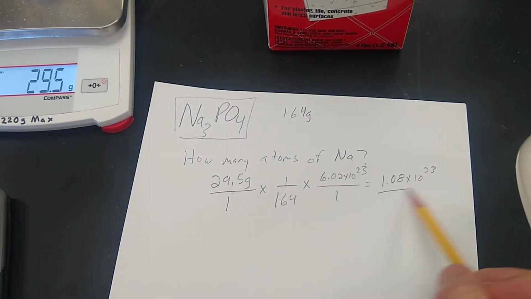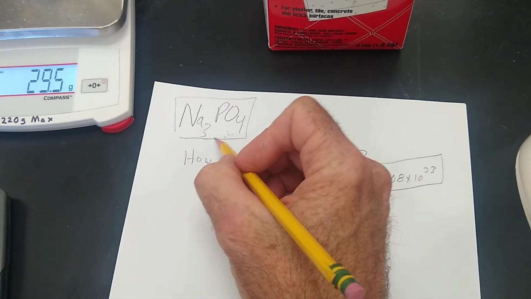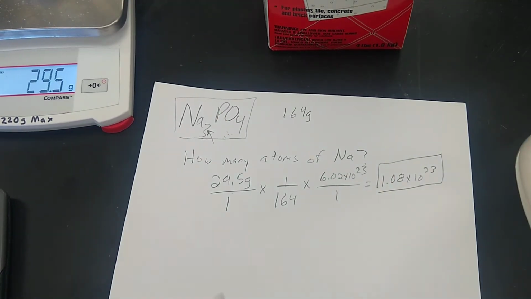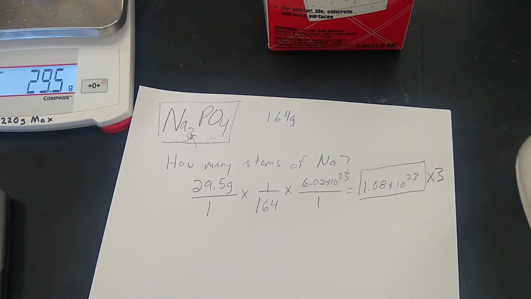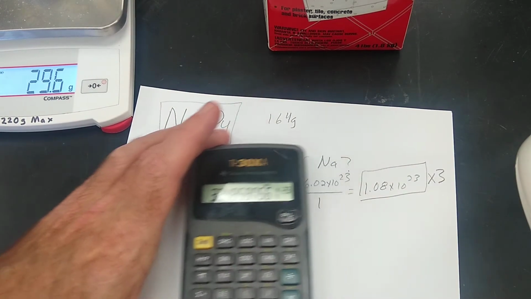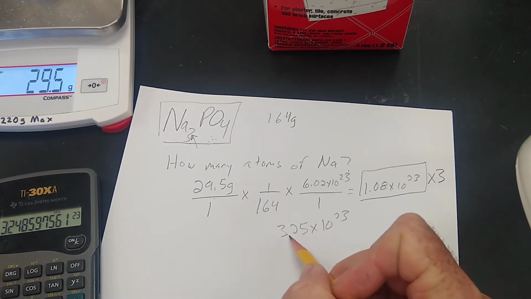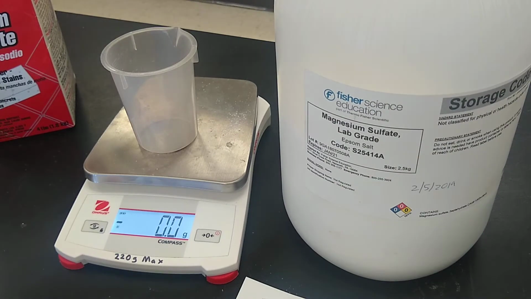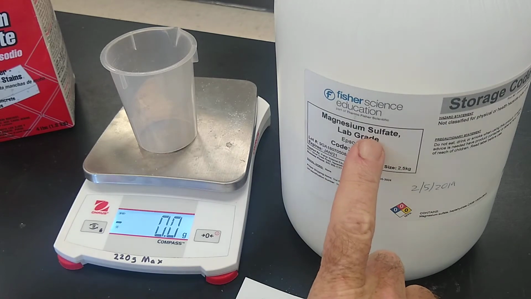So if we have 1.08 times 10 to the 23rd of these, and on every one of these, how many sodiums are there? Yep, there's 3 sodiums. We can just say we have this many sodium phosphates, times 3, because on every one of those sodium phosphates, there's 3 sodiums. 3.25 times 10 to the 23rd. Does that make sense?